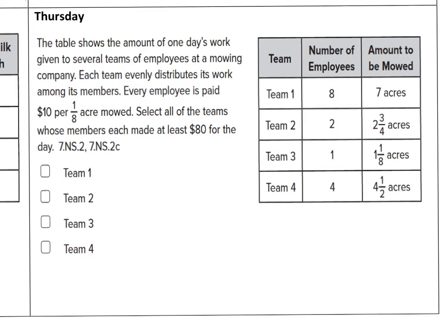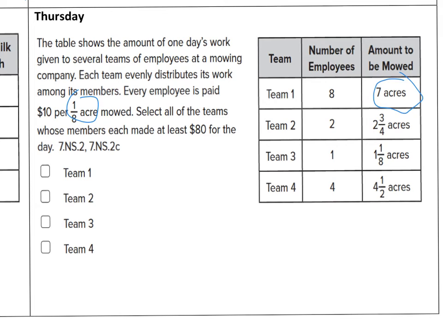So in our table to the right-hand side, we will see Team 1 has 8 employees and the amount to be mowed was 7 acres. Team 2, 2 employees, mowing 2 3/4. Team 3, 1 employee, mowing 1 1/8 acres. And Team 4, mowing 4 1/2. So the way we would figure out each problem is first to determine how much it would cost for the 1/8 acre that they would mow.